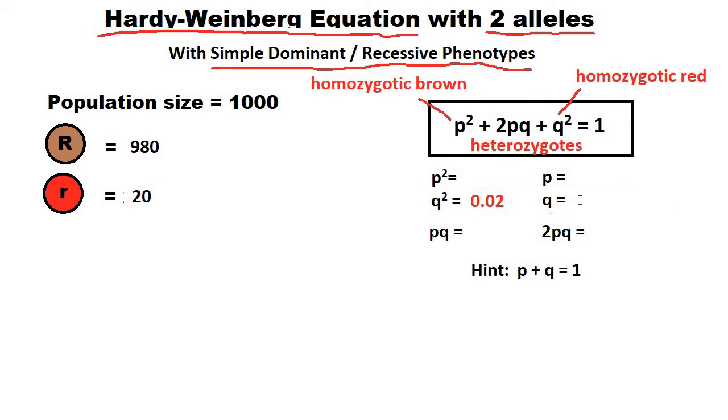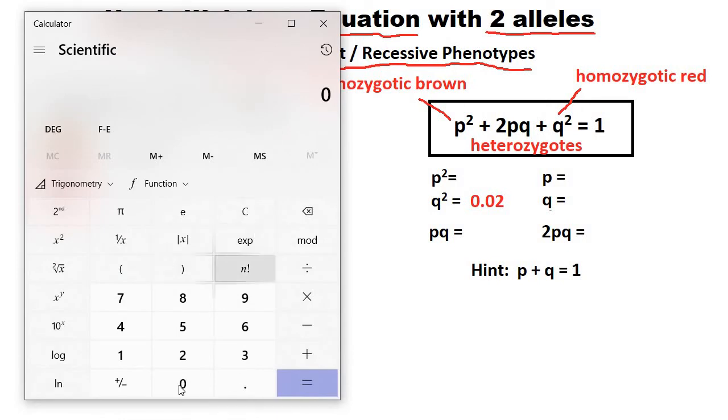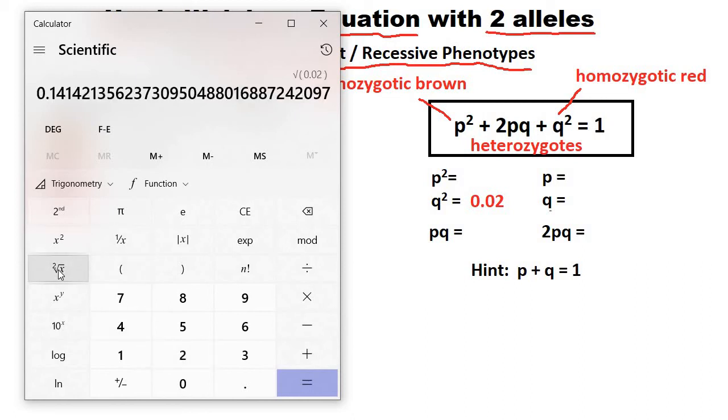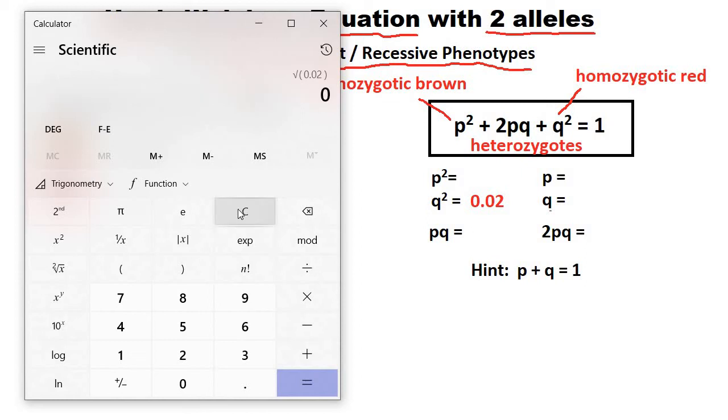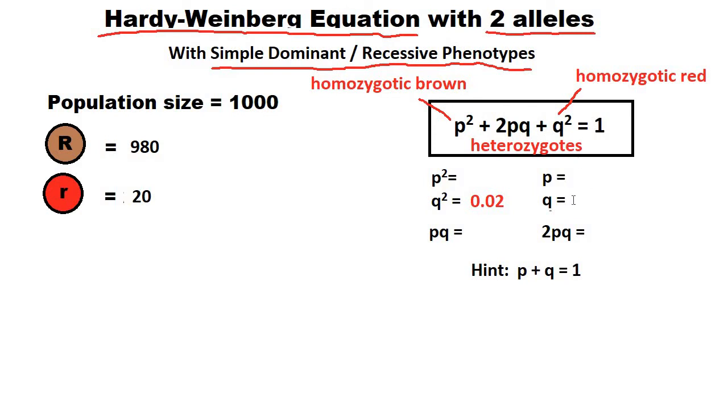All right, so how do we find q? Well, we have to take the square root. So we have to get out the calculator, put in 0.02, and go ahead and take the square root, and that is a long number. So, okay, we're just going to go ahead and round this to 0.14. Two significant figures is good enough. So q is going to be 0.14.